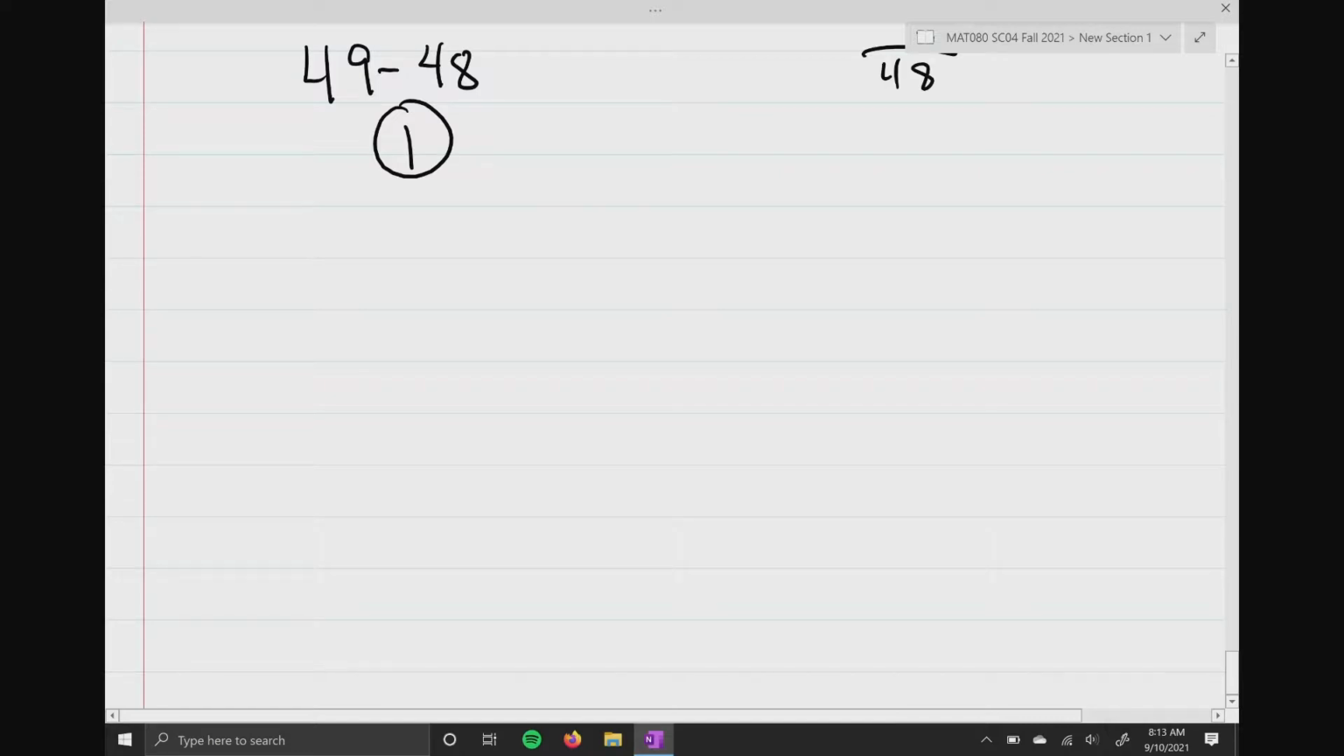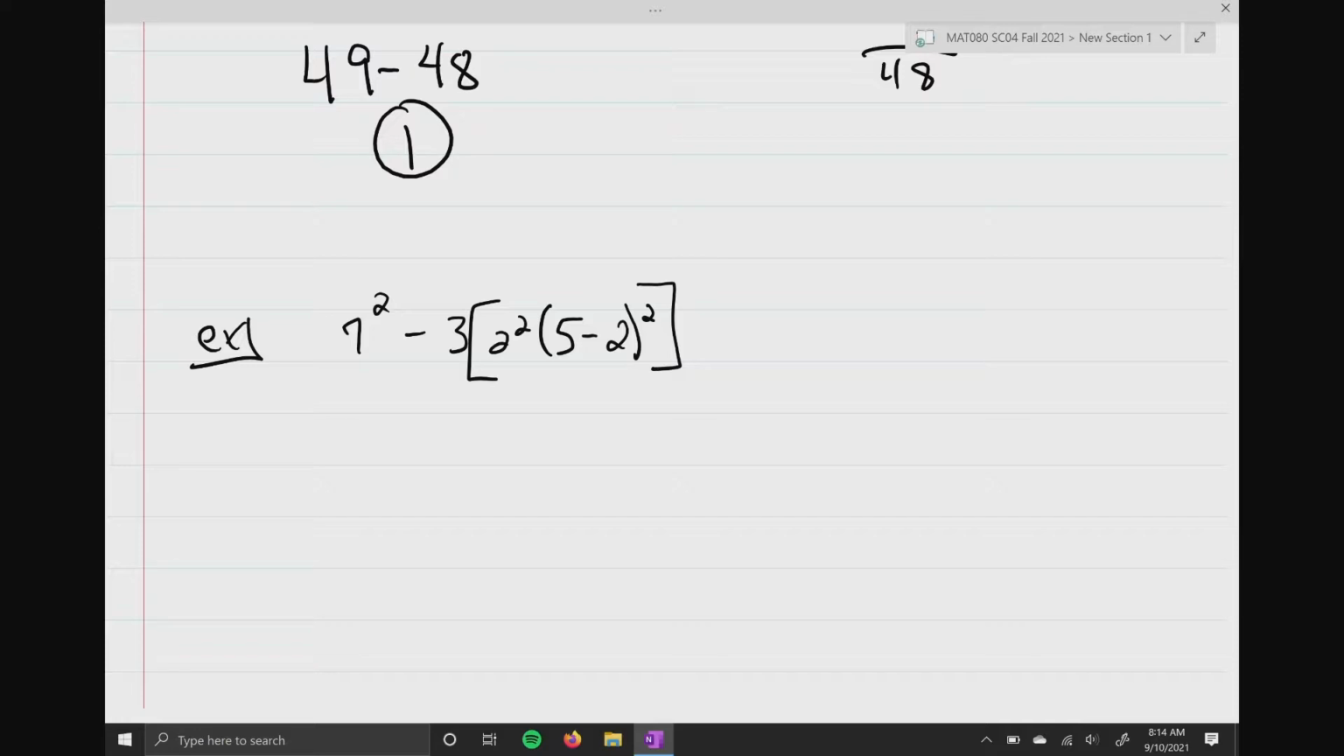All right, so here we go. It's just a little warm-up exercise example. All right, try that. So as you're writing, I'll read it so you can hear it, so you can understand it. This reads 7 to the second power minus 3 times the quantity of 2 squared times the quantity of 5 minus 2 squared.